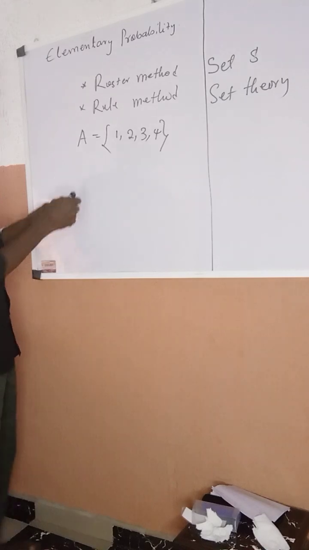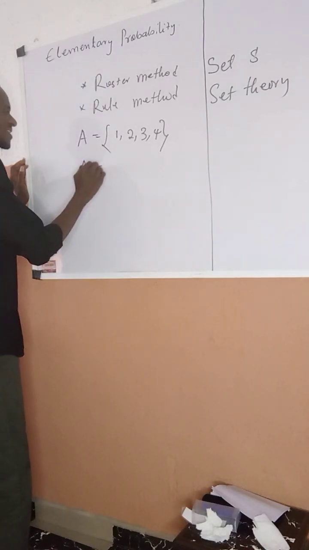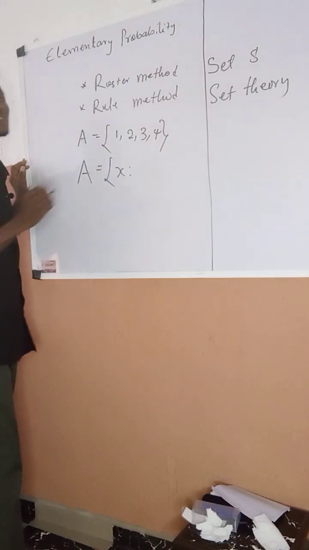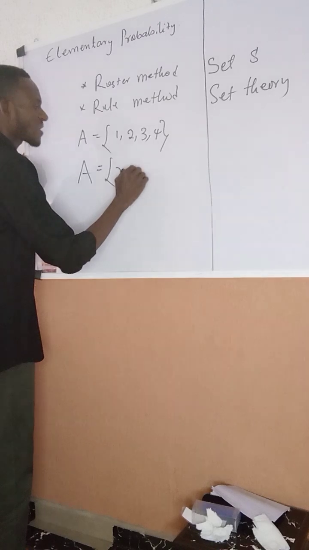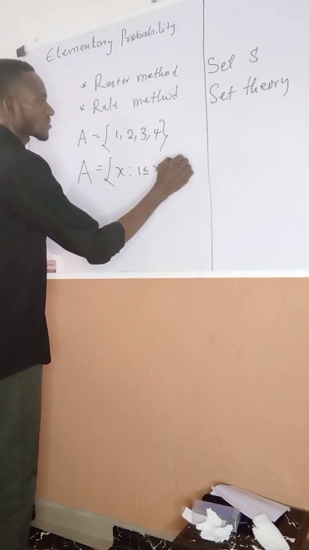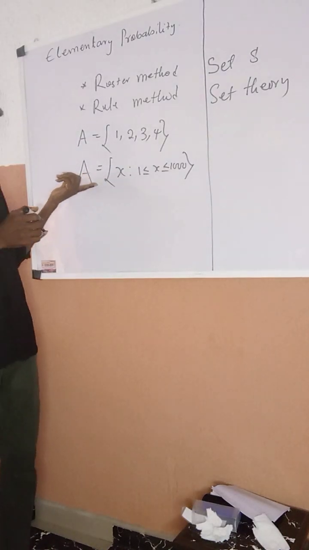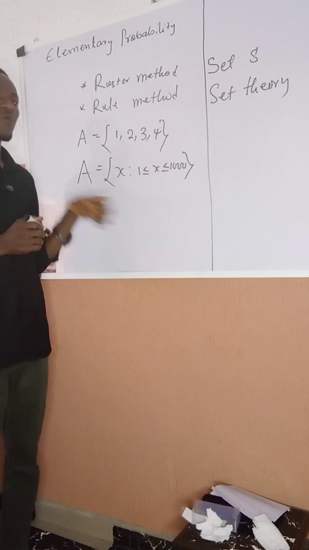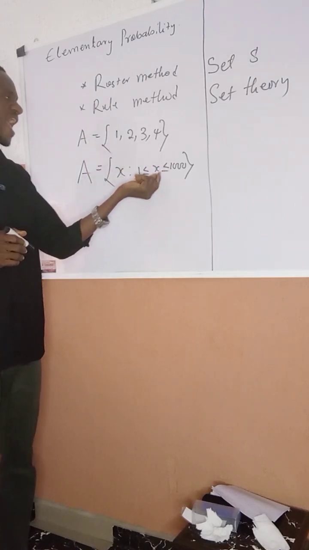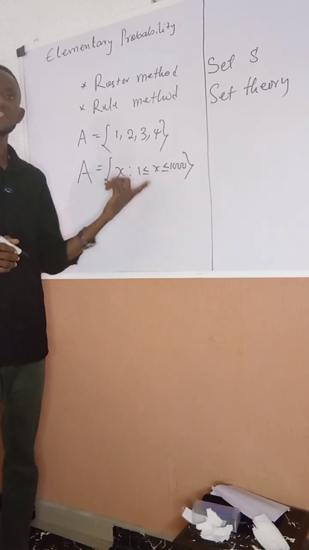In the rule method, we are going to say, let that set be a set, A. And that set A is a set of X such that 1 is less than or equal to X, which is less than or equal to 1,000. What this means is that A is a set that contains members represented by X, such that X takes a value between 1 and 1,000 inclusive.